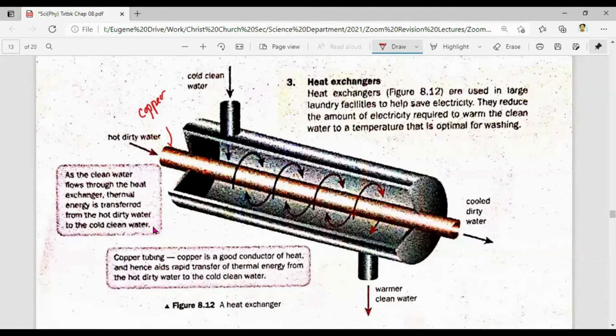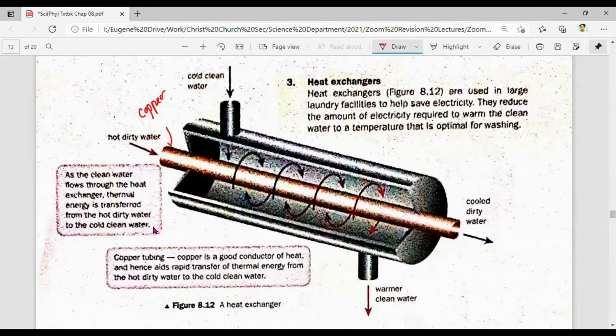So copper is a metal, it's a good conductor of heat. So what's happening is that the hot dirty water will be conducted quickly through the copper tube to the outside cooler water. As it passes through, the copper will quickly take the heat from the hot dirty water and pass it to the cold clean water. So it conducts the heat quickly to the cold clean water.